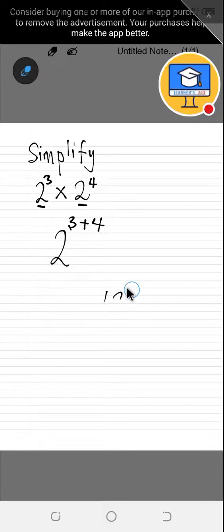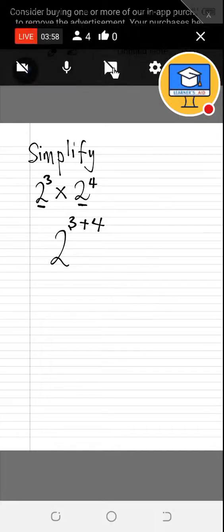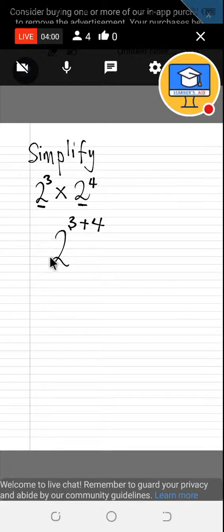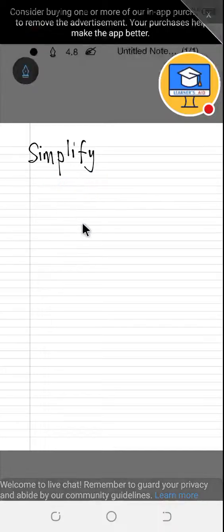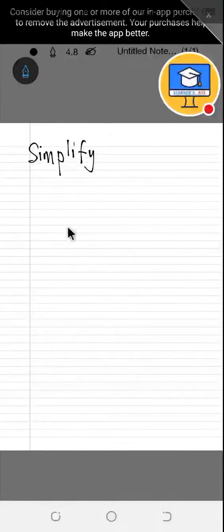Next question. Our next question on indices, multiplication of indices, or division of indices, is: simplify 3 to the power of 2, brackets, to the power of 4. What will be the answer?